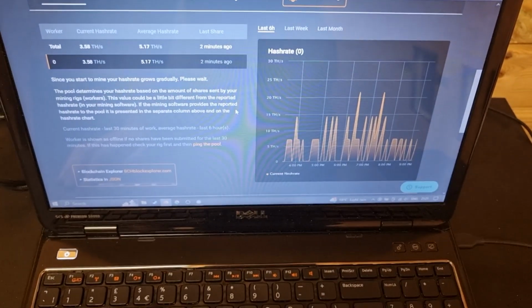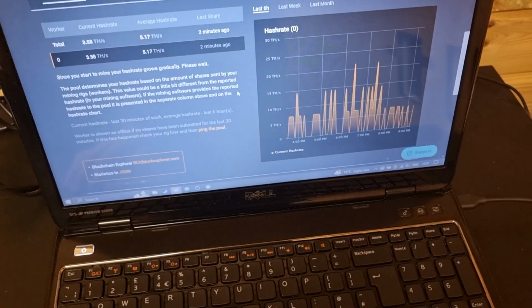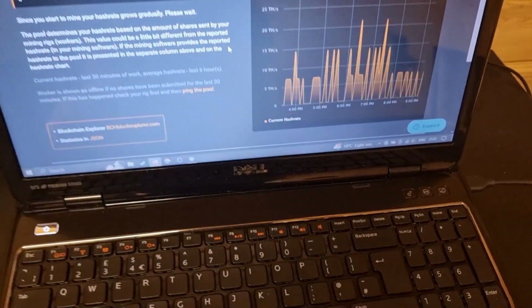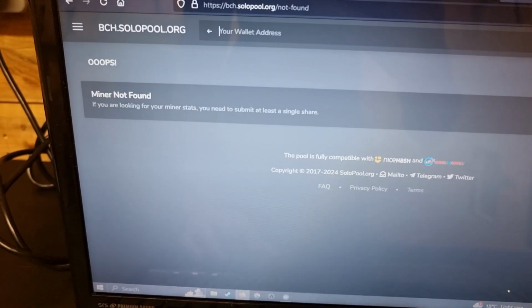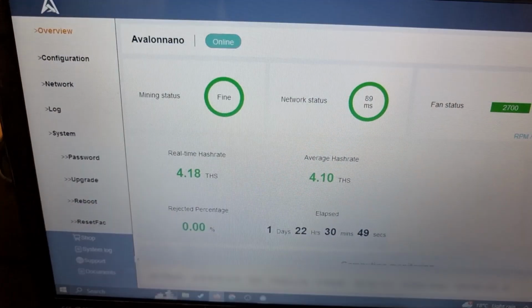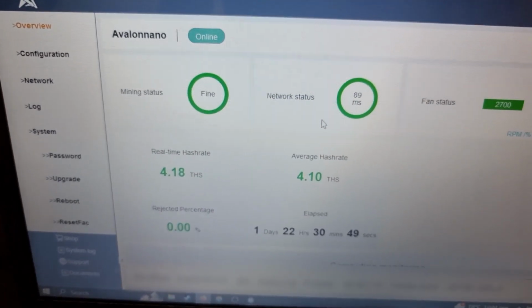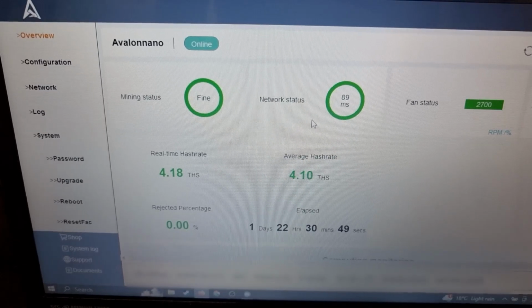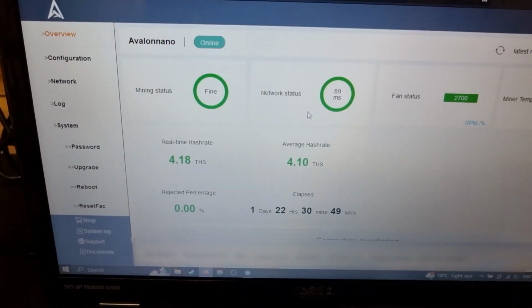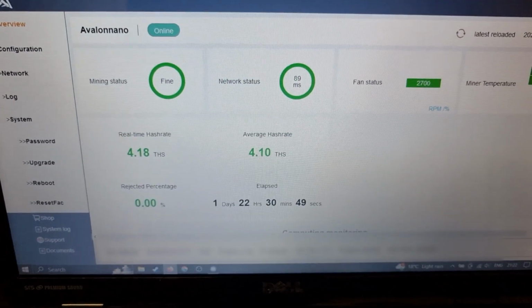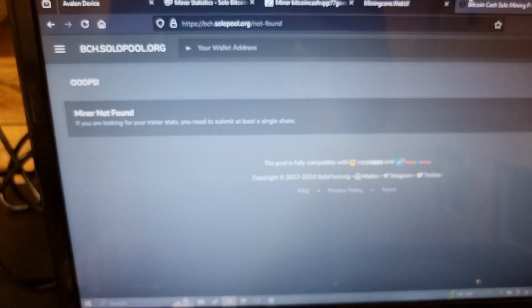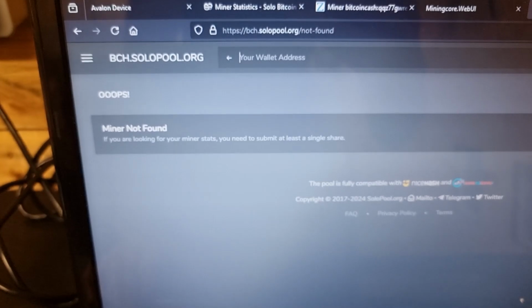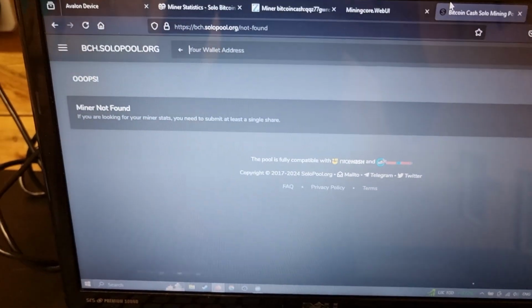But what happened was I started mining on bitcoincashsolopool.org. I tried mining on this for 24 hours, and I put my details in. I did everything exactly the same as I do with two miners. It was showing the miner status was fine. Network status was showing fine from what I can remember on the pool. It just wasn't showing. So that one didn't work, which I don't know if it's the pool or the... I don't want to blame the pool on this, because the Nano 3 seems to have a lot of issues, which I'm going to go through.